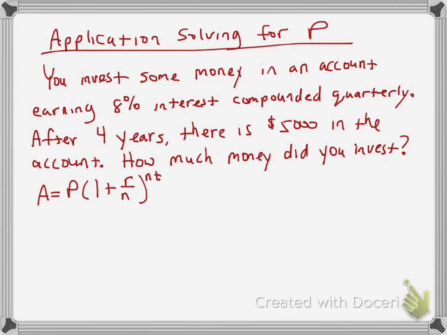So this example says you're going to invest some money into an account. It earns 8% interest and it's compounded quarterly. It says after 4 years, there is $5,000 in the account. So how much money did you actually start with? How much money did you invest?